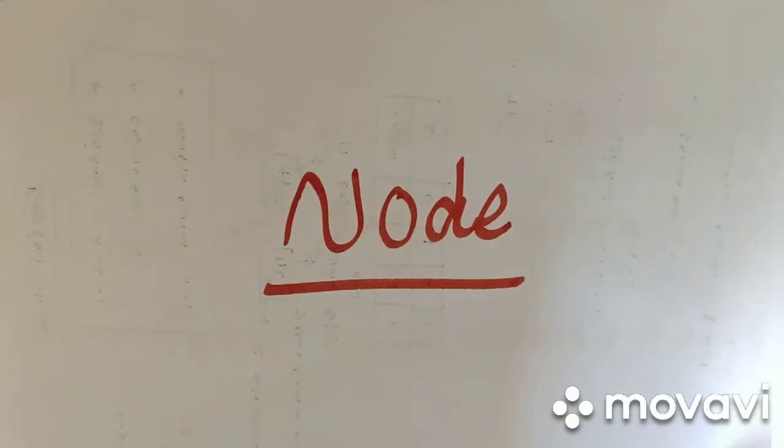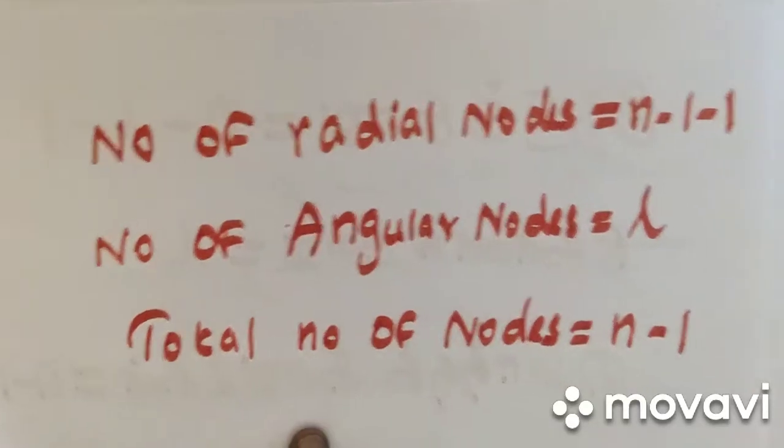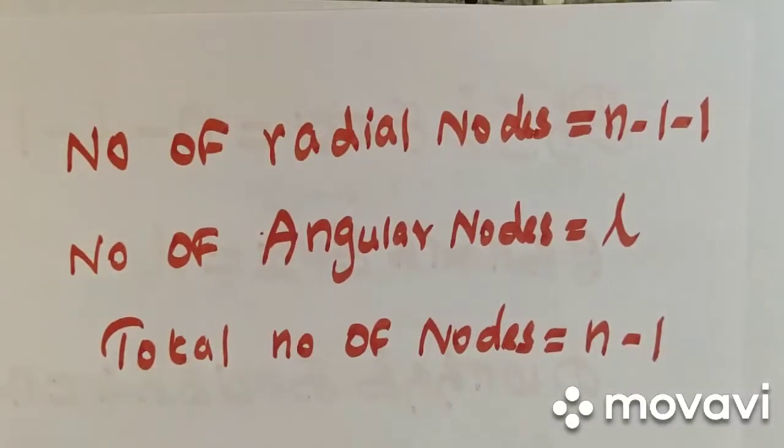Today we discuss nodes. It is a very important topic. Frequently they ask questions from this topic to find how many nodes there are for particular orbitals. There are two types of nodes available. The first one is the radial node, and the second one is the angular node.